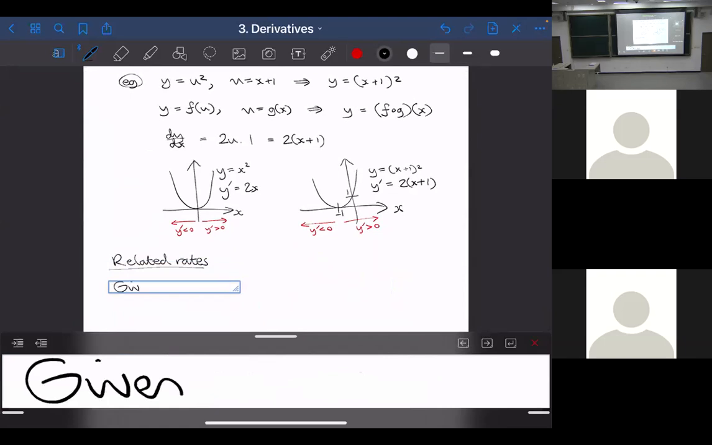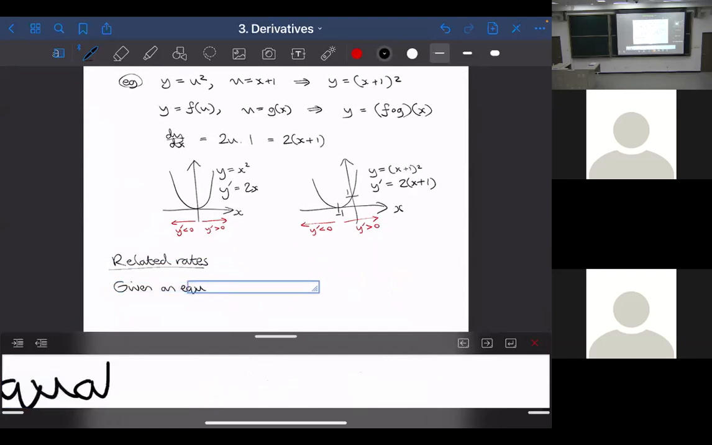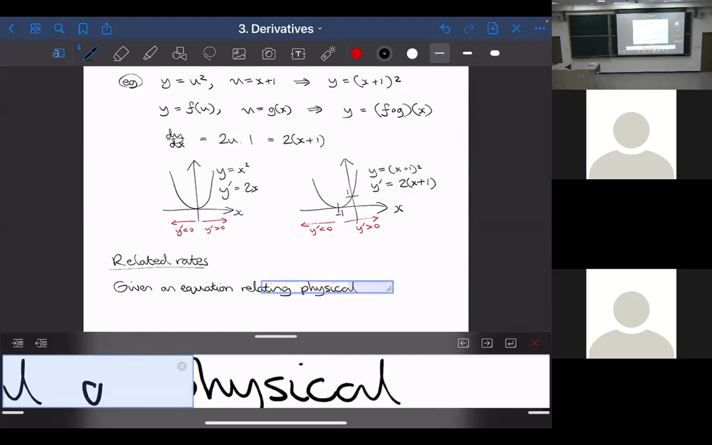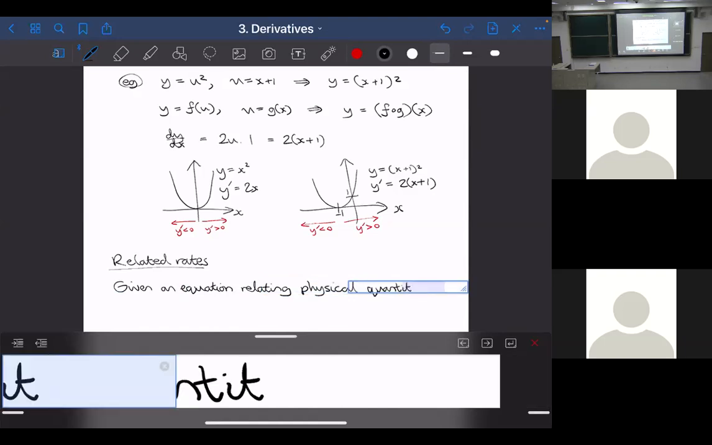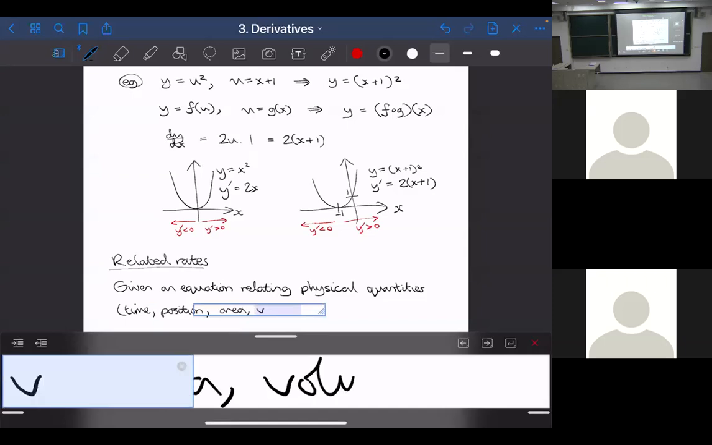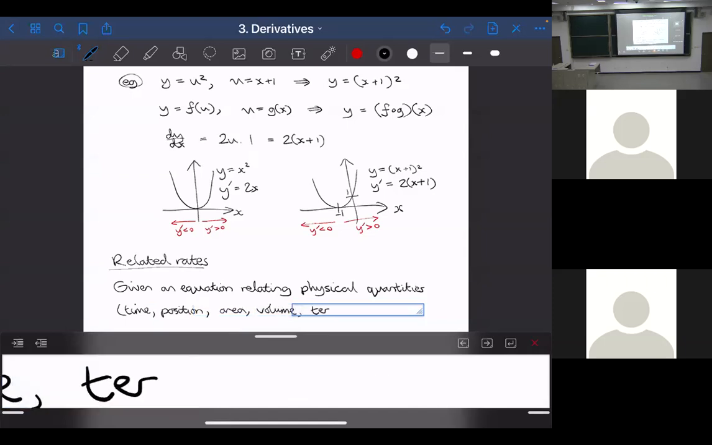So if we have an equation which relates some physical quantities, and we saw some of these already. So for instance, time, position, area, volume. But also it could be something different like temperature.